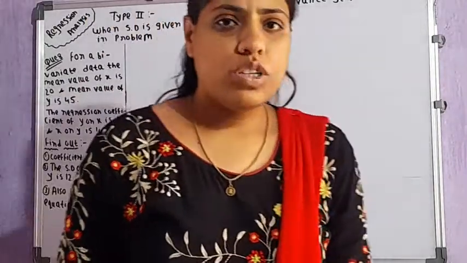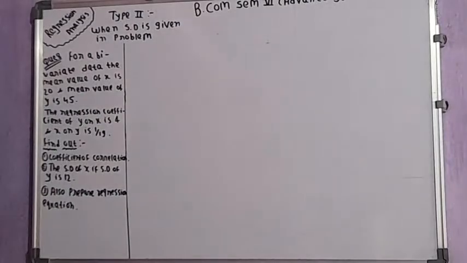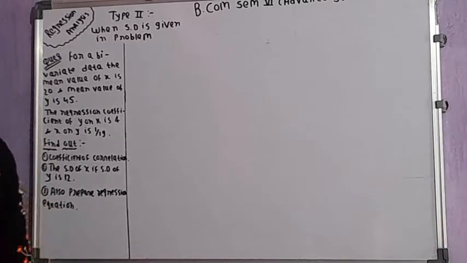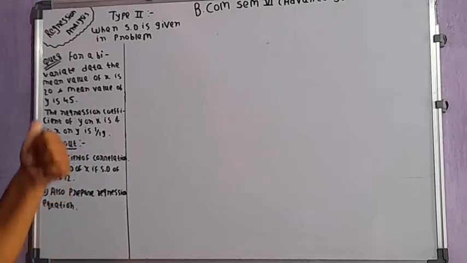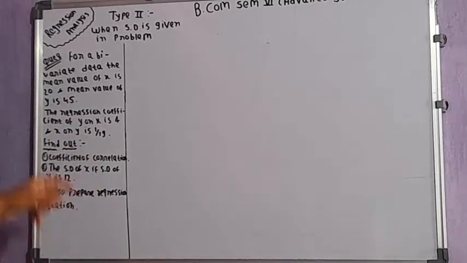This lecture is for the BCom Sem 6 for the subject Advanced Statistics, and in this lecture we are going to deal with the numerical problem under our second unit, that is regression analysis. In the last few lectures as well, we are dealing with the type 2 problem under this chapter. So what is the basic theme of type 2 problem? It's the calculation of the regression equation, and the standard deviation is given in the problem.